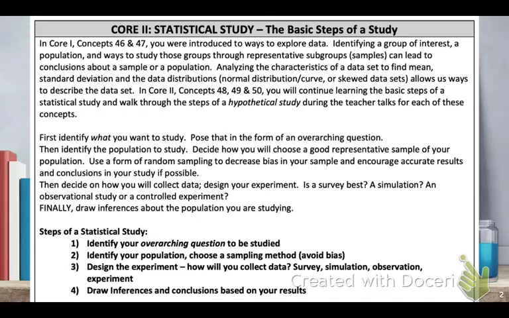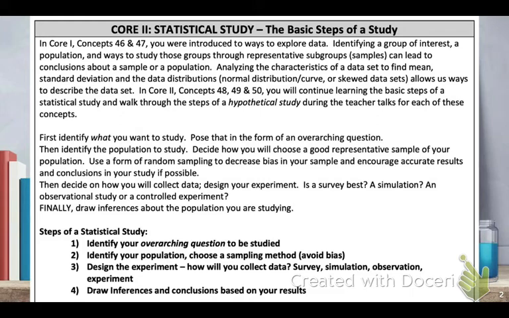Use a form of random sampling to decrease bias in your sample and encourage accurate results and conclusions in your study if possible. Then, decide on how you will collect the data. Design your experiment. Is a survey best, a simulation, an observational study, or a controlled experiment? Finally, you will draw inferences about the population that you are studying.